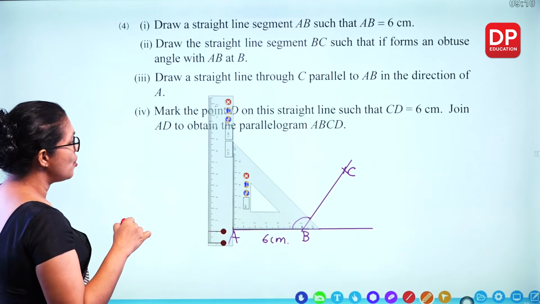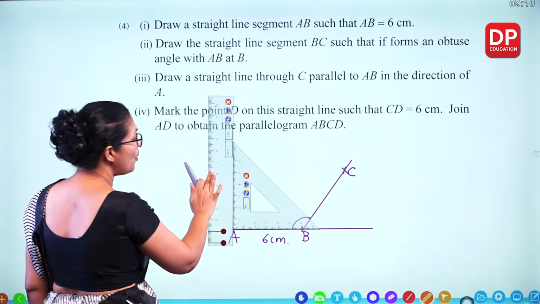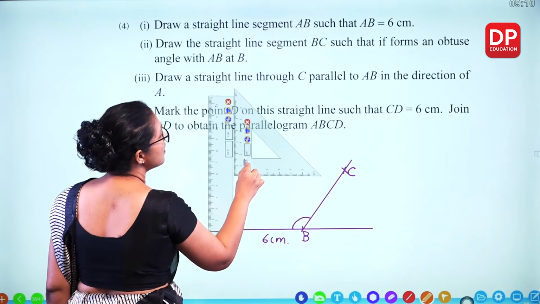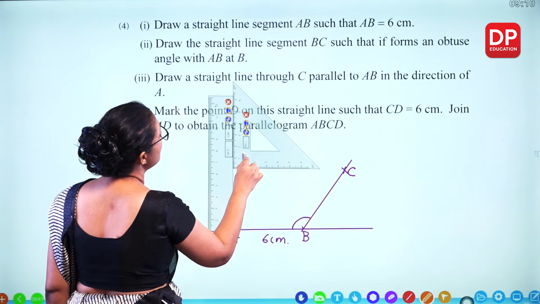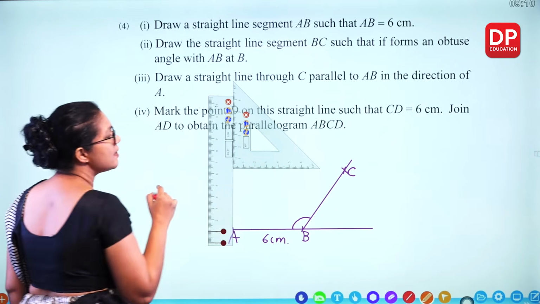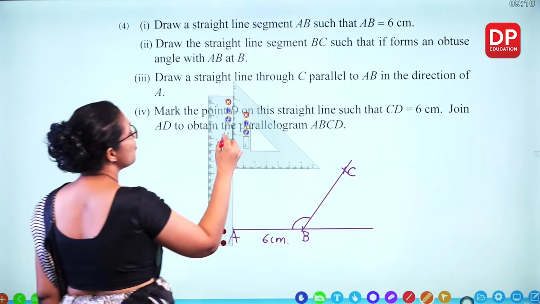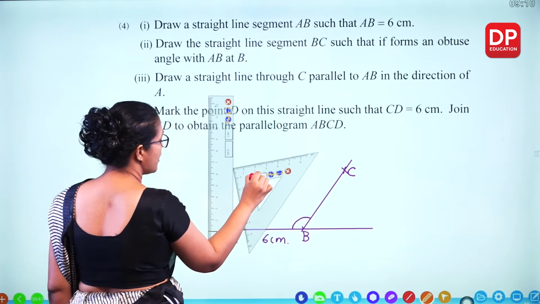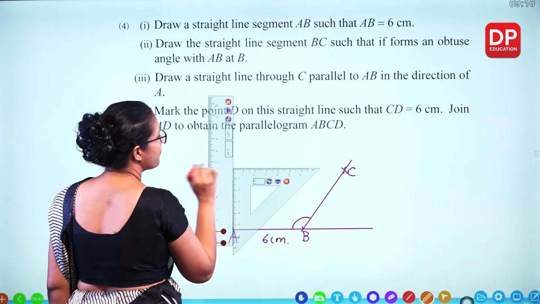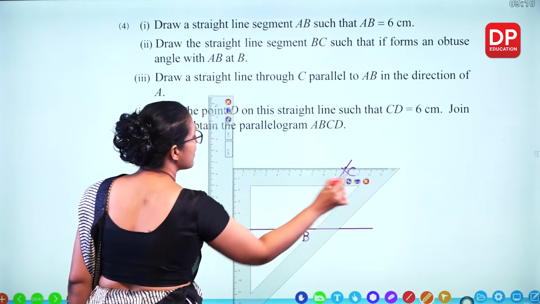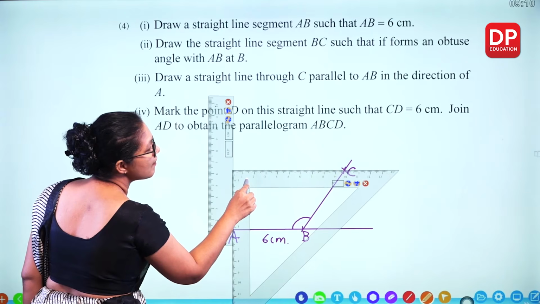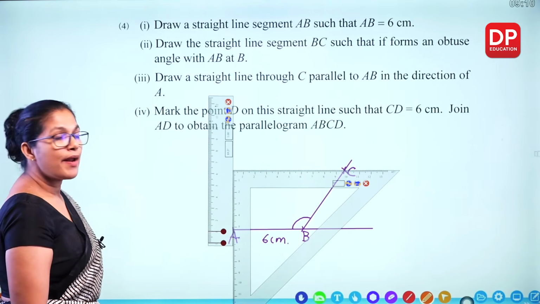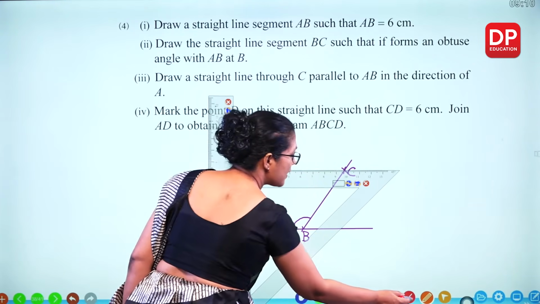And then what you do? You can hold the straight edge tightly and push the set square so that it passes through C. So here you can't see that. So what I can do? I can change the direction like this. And now I can see where the line is. It passes through C and parallel to AB. Now you can draw that line.